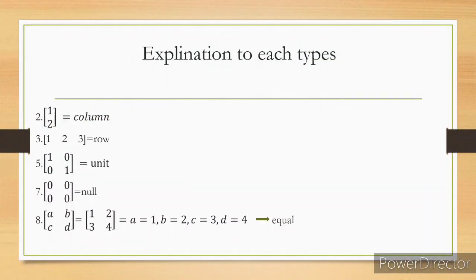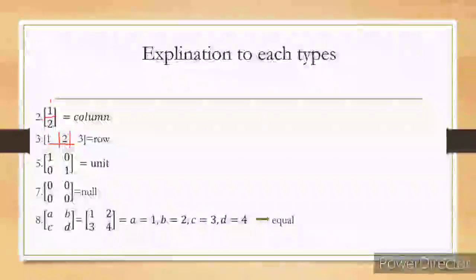Here I have taken column, row, unit, null and equal. The column matrix has only one column and many rows, but the row matrix has only one row and many columns. Here you can see there is only one column but there are 2 rows. Here it has only one row but it has 3 columns. This is the difference between column and row matrix.